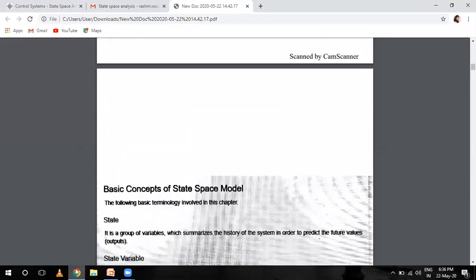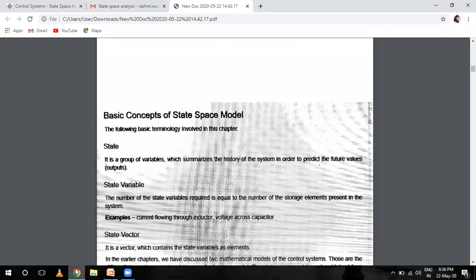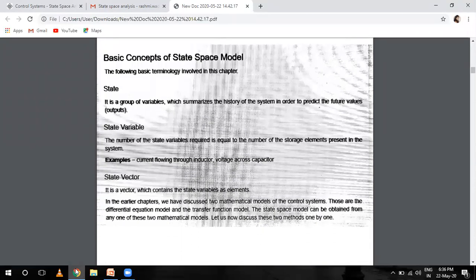The basic concept of the state space model is that state is a group of variables which summarize the history of the system in order to predict the future values. The number of state variables required is equal to the number of storage elements present in the system, for example, the current flowing through the inductor and the voltage across the capacitor. The state vector is a vector which contains the state variables as elements.